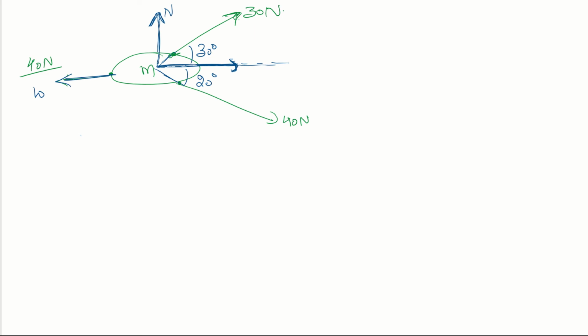There's no angle for this 40 Newton force. So I'm going to find the components of the 30 Newton force. The x component will be 30 cos 30 degrees, which comes out to be 25.9, and the component in the y direction will be 30 sin 30, that will be 15. So this component comes out to be 15.